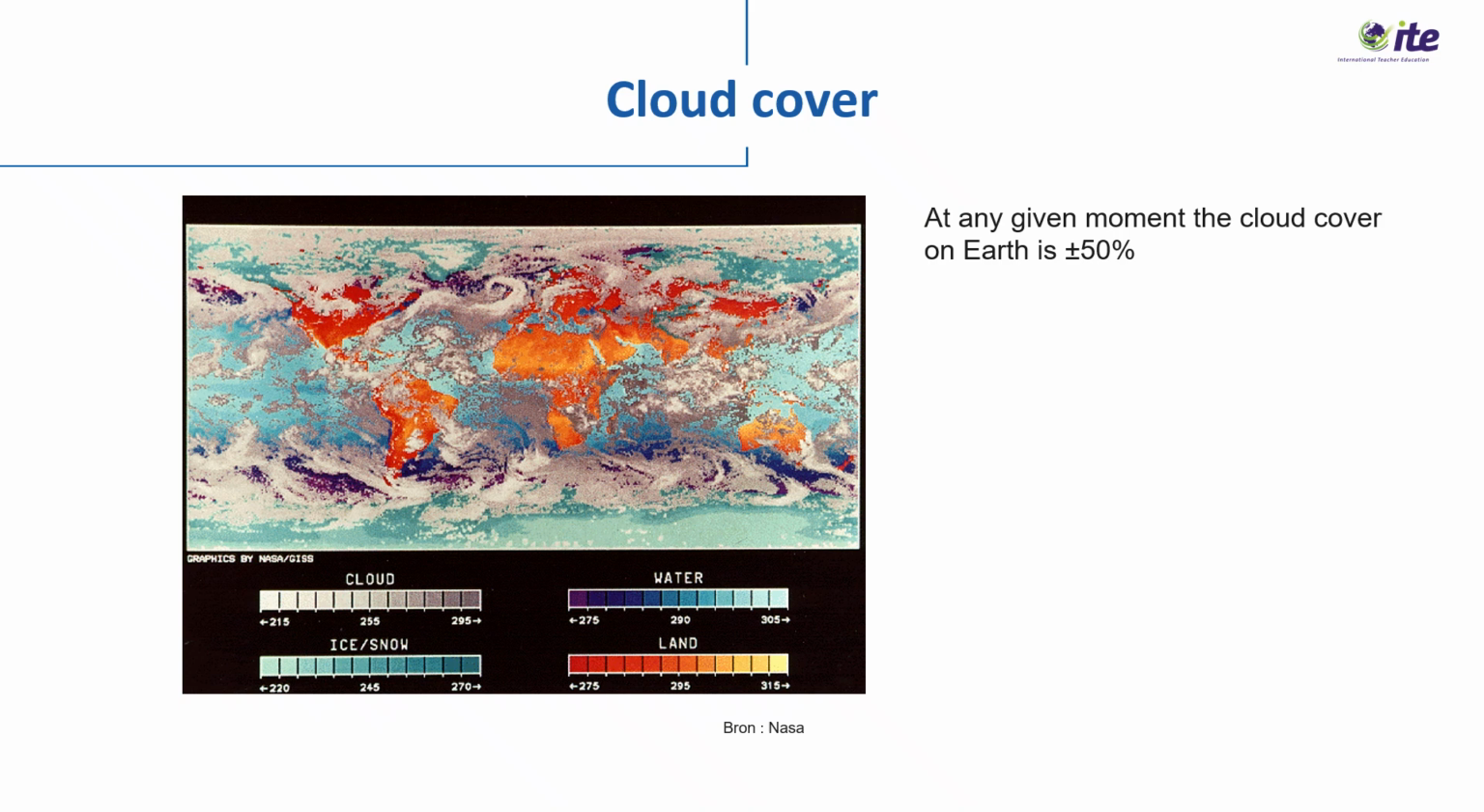Another thing that influences the temperature is cloud cover. At any given moment, the cloud cover on Earth is about 50%. So that affects weather and temperature. It can affect temperature in two ways. It can either cool down or warm up, and I will explain both of them.